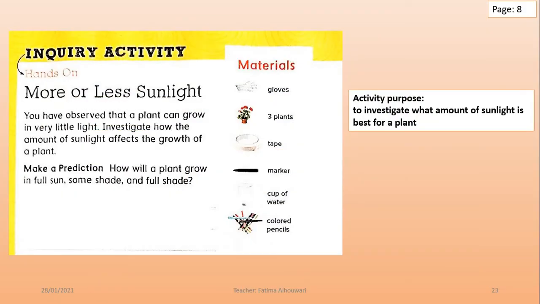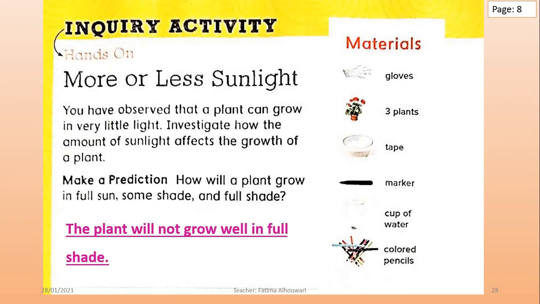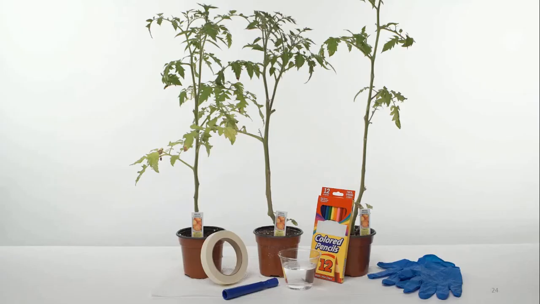Amazing! It's more or less sunlight. Page number 8. The purpose of this activity is to investigate what amount of sunlight is best for a plant. Before you begin, let's make a prediction. How will a plant grow in full sun, some shade, and full shade? Write your answer in this space. For me, I think the plant will not grow well in full shade. Needed materials for this activity: gloves, 3 plants, tape, marker, cup of water, and colored pencils.